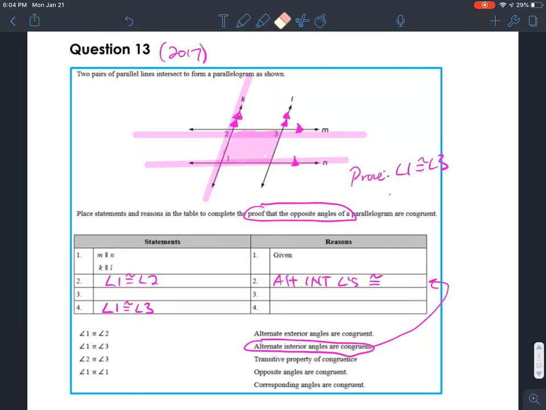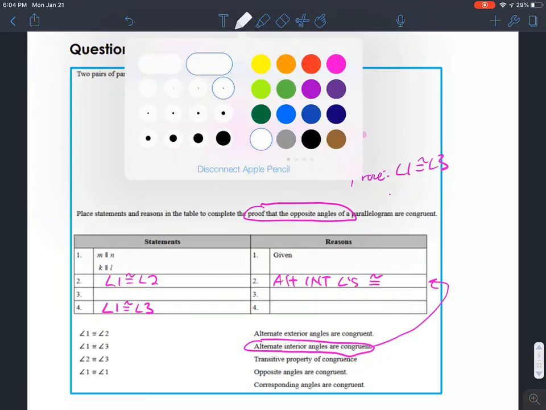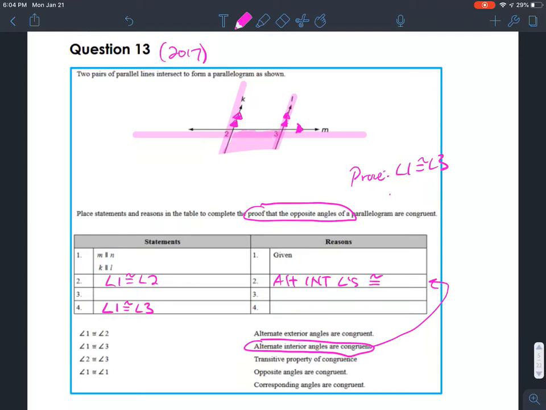If I then focus on these parallel lines and transversal M, and I just ignore this, if you look at angles 2 and 3, those are corresponding angles. What do we know about corresponding angles? We know if we have parallel lines, corresponding angles are congruent. That's the corresponding angles postulate.